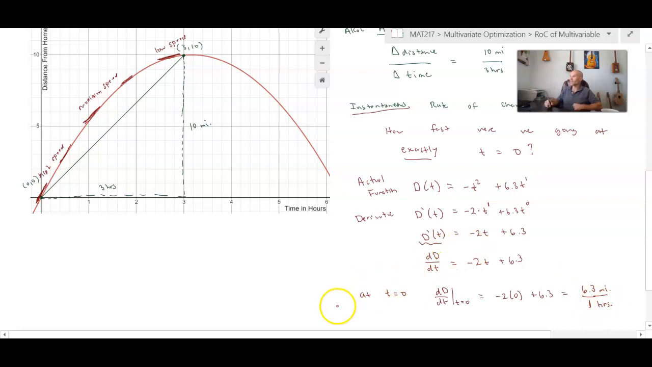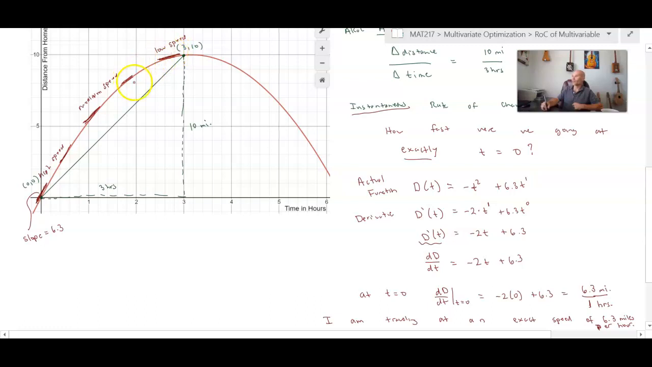And so I can say that at t equals 0, I am traveling at an exact speed of 6.3 miles per hour. And we can see that that is definitely faster. As we had predicted, the slope of this tangent line is 6.3, so we're traveling a lot faster at first than we are later on.